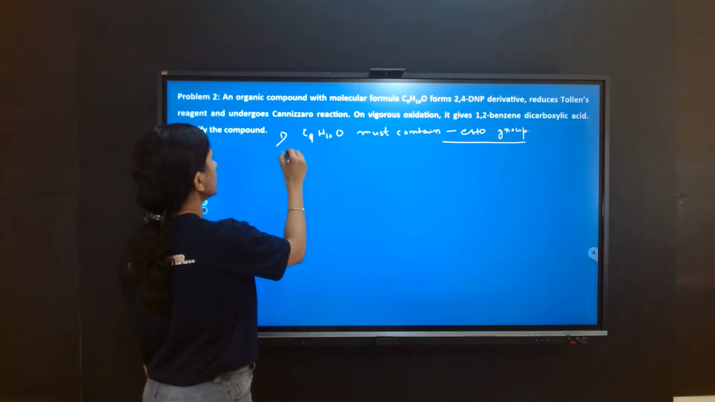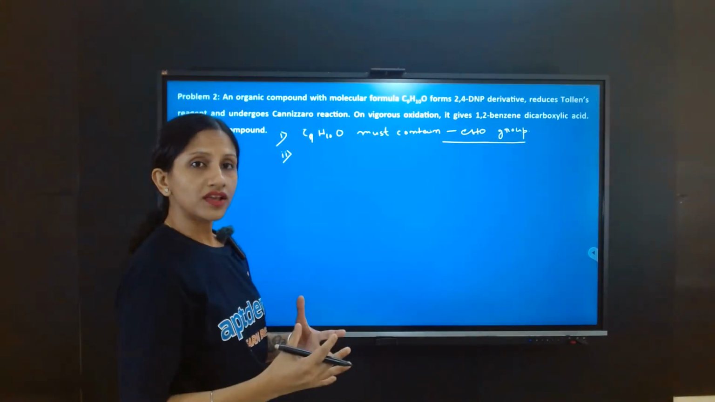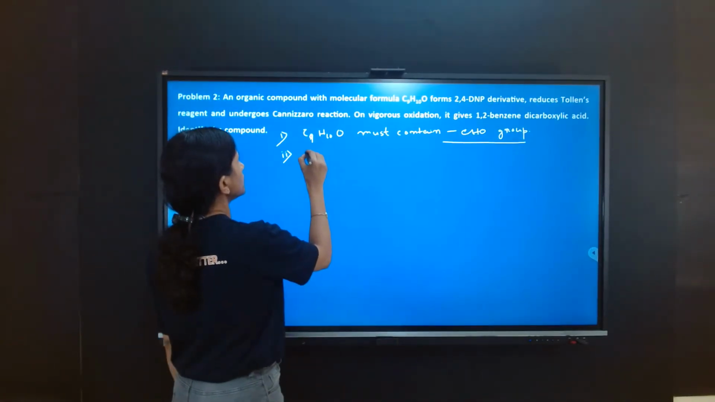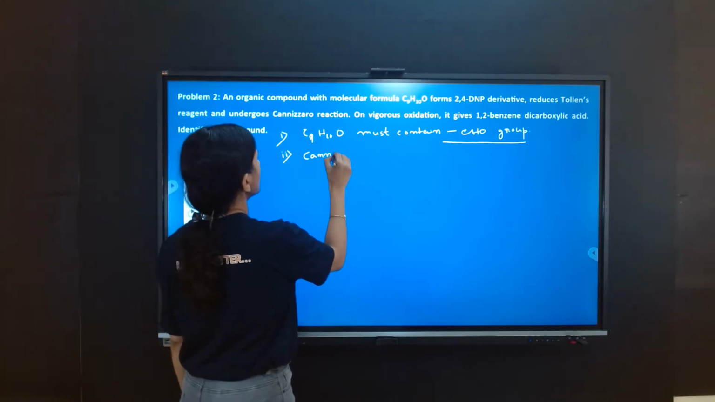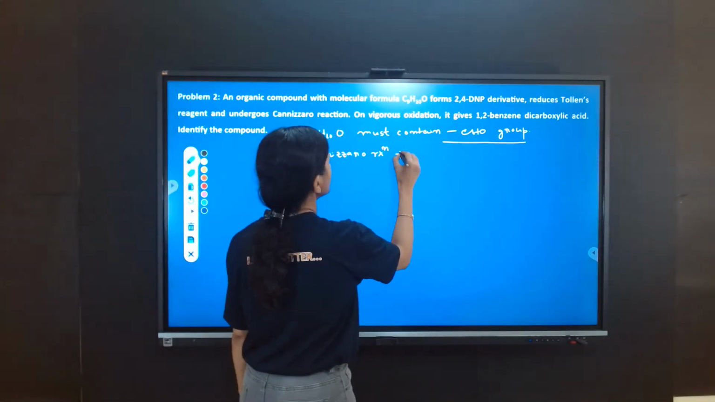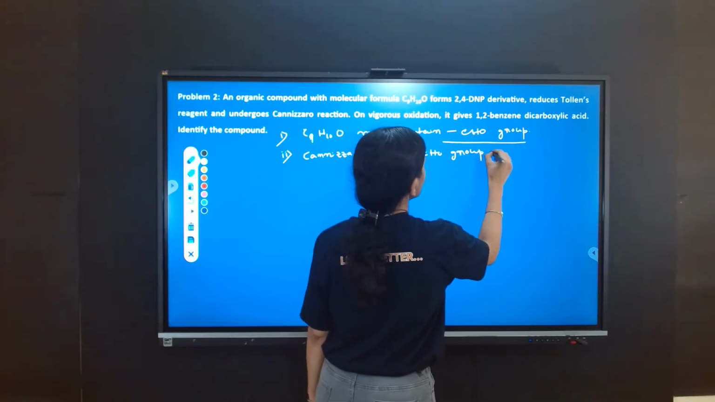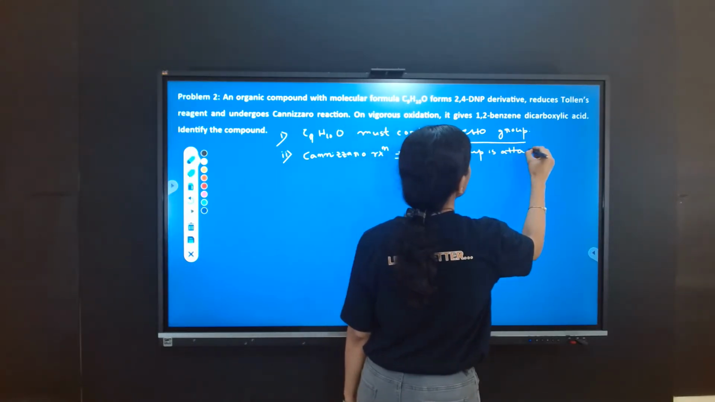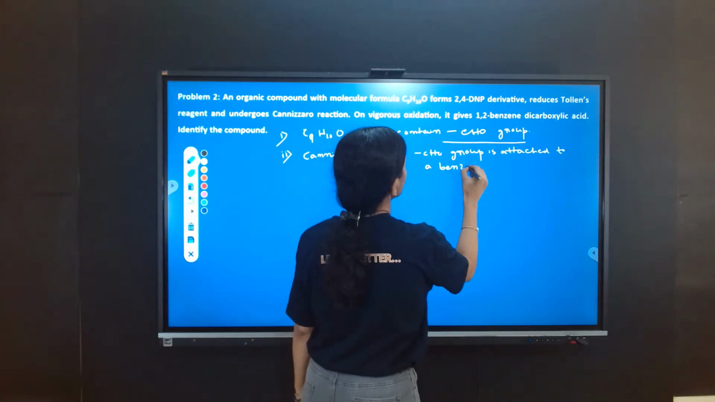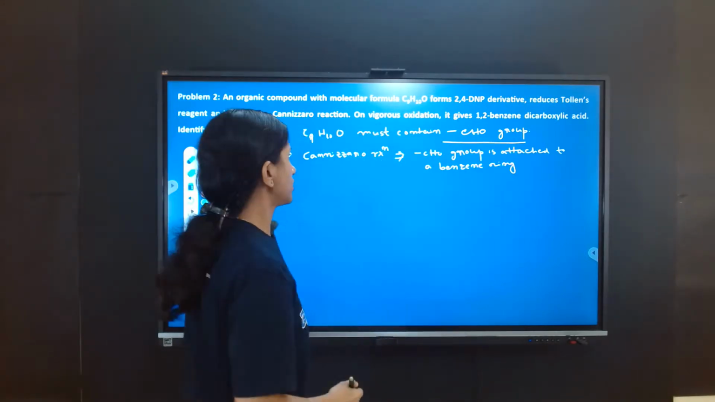Now secondly, because it is undergoing the Cannizzaro reaction, what can we say? This CHO group must be attached to a benzene ring, right? Because it is undergoing Cannizzaro reaction, the CHO group is attached to a benzene ring. So this is an aromatic compound, right?